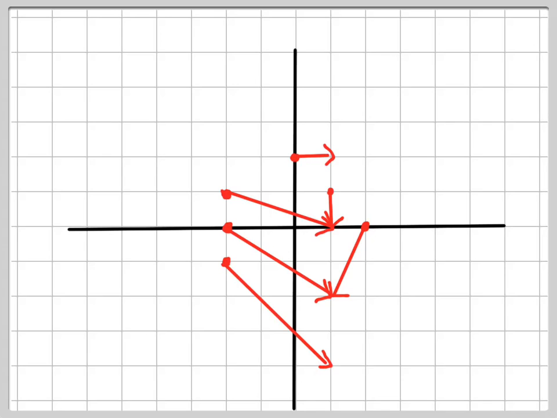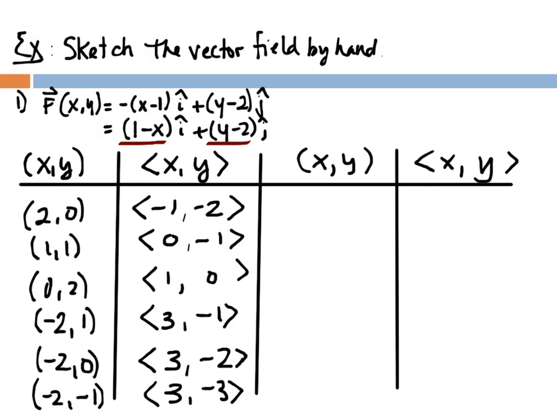Things do seem to be pointing to the line x equals 1, right? So that is something that we can notice on this graph. I have just a couple more things I need to pick. I need to pick along the negative y-axis. So give me a point along the negative y-axis. I think you mean (0, -1), right, Jordan?